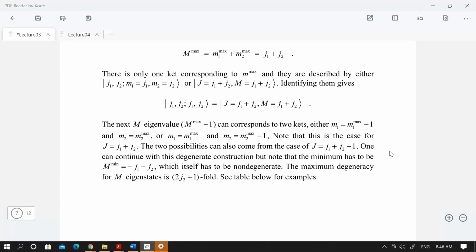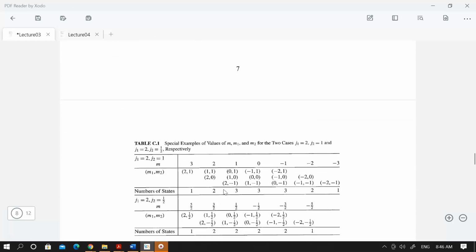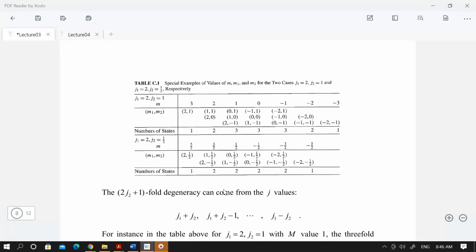So let me go to the table. The maximum degeneracy for a particular M eigenstate is usually given by this quantity, 2J2 plus 1. Let me just do it by example, because if I put everything in general form, you don't actually see the pattern. So here's a table.